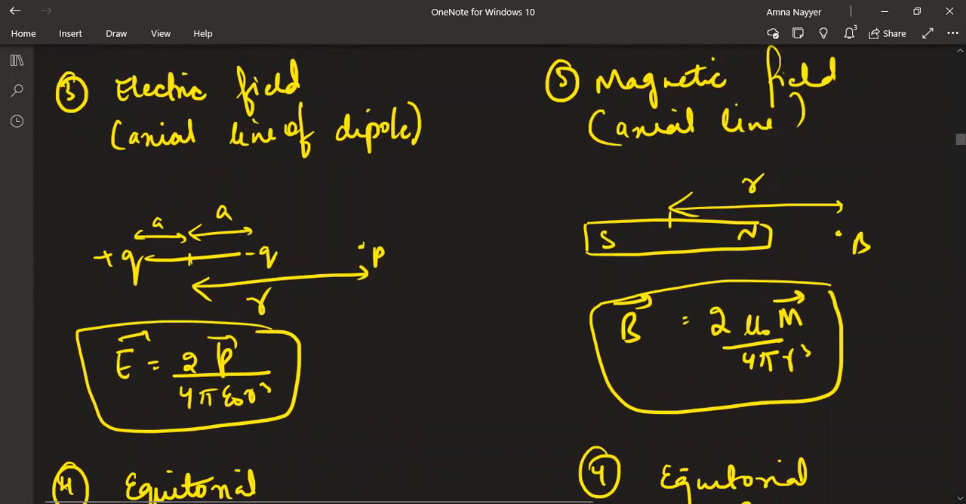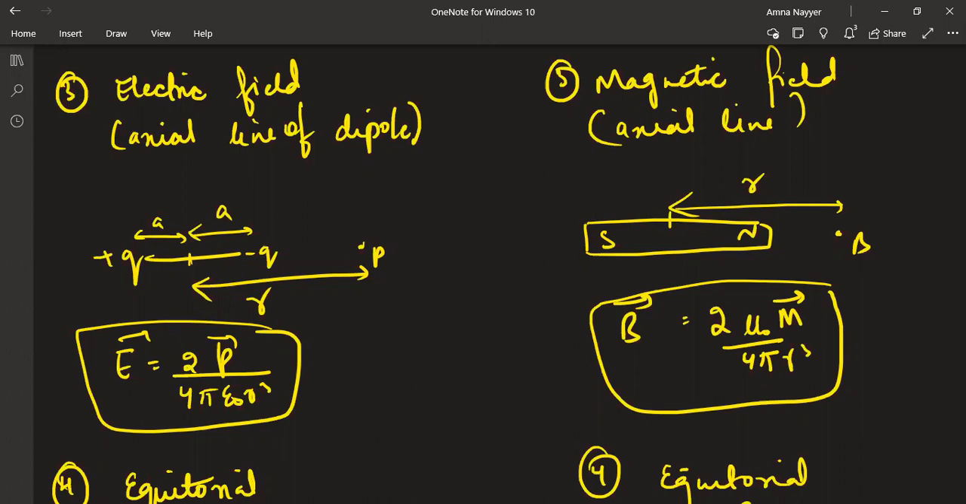Then we get the values of electric field or magnetic field for two cases. Either for the axial line of the dipole, then magnetic field for the axial line. For the axial line, you get the formula as 2kp by r cube. Now p is the dipole moment in electric field. For magnetic field, the dipole moment becomes magnetic moment M. So 2kp by r cube there, here 2kM by r cube.